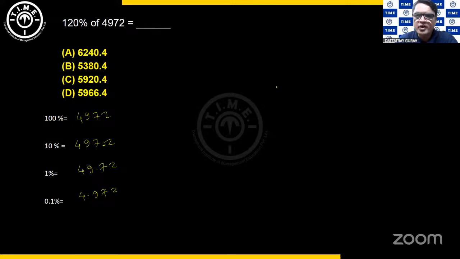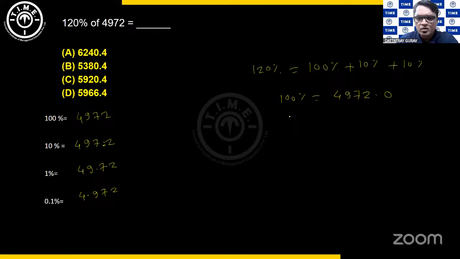So what is the breakup? 120% will be, maybe I can say, 100% plus 10% and plus 10%. In this case, what will 100% be? It is 4972. What will 10% be? It is 497.2. One more 10% will be 497.2. Just add all the numbers.